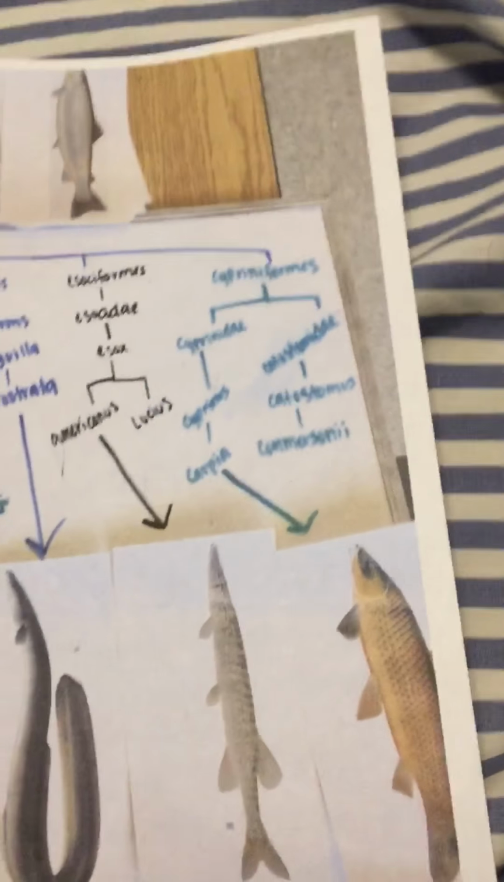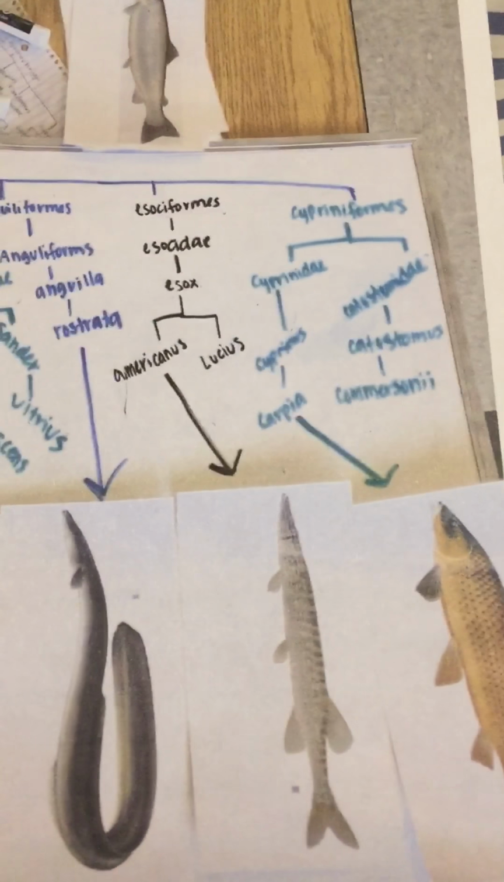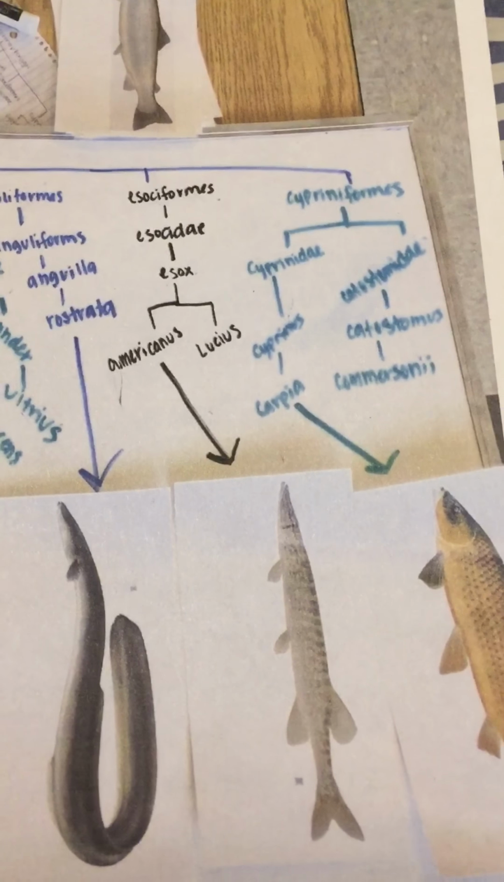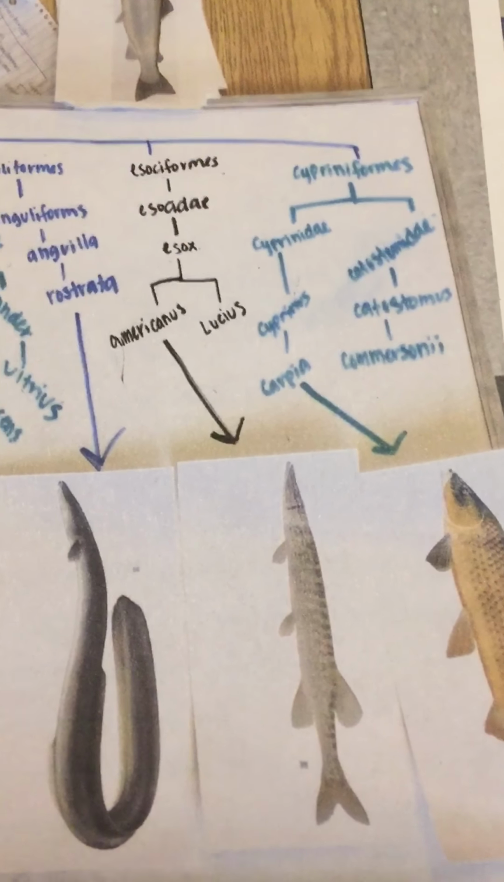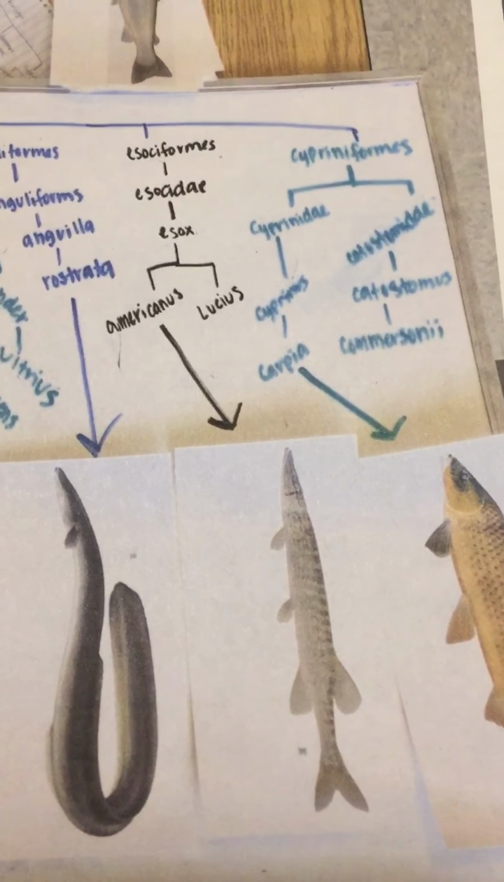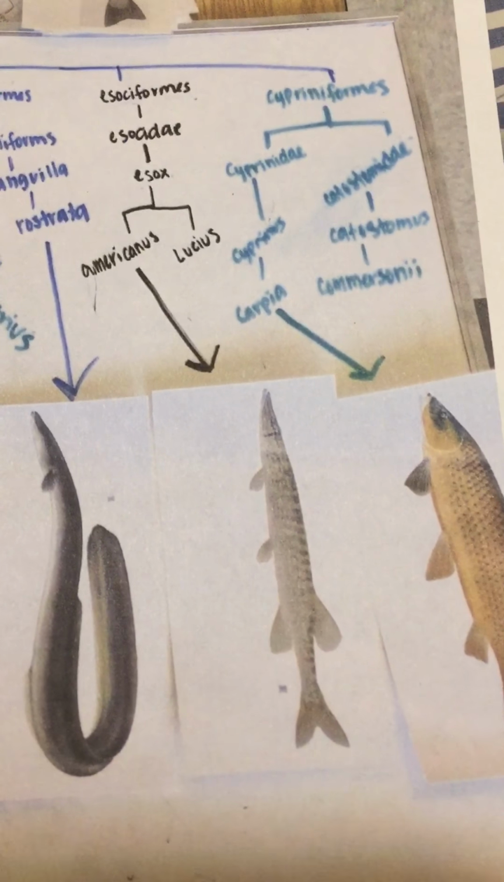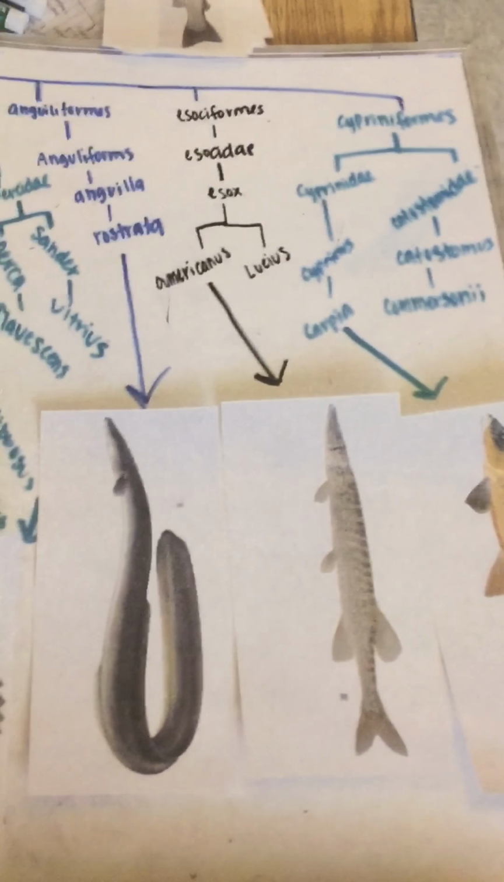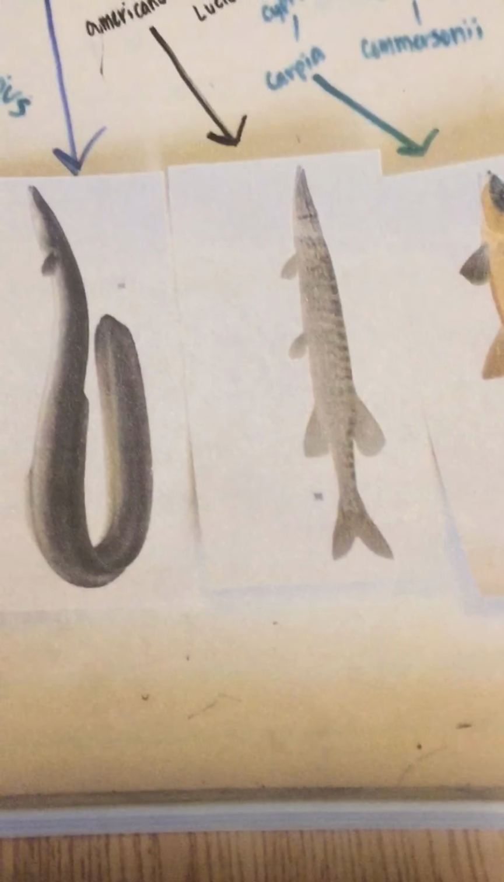Then we move to the order Esociformes, and they are separated based on the fact that they have a flattened and elongated snout. Then you move to the family Esocidae and the genus Esox. Esox divides into 2 species, americanus and lucius, and the species americanus is known as the northern pike.